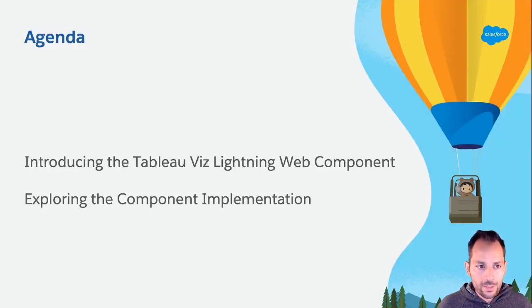Right, now this is said, let's talk about the agenda of our session. It's going to be twofold. First, I'm going to talk about how you can use the Tableau Viz Lightning component, and I'm going to present what it does and a couple of different ways to use it. Then I'm going to jump on something that is slightly more technical. We're going to take a deep dive on the technical implementation of the component. We'll be looking at the source code and a couple of highlights from the implementation.